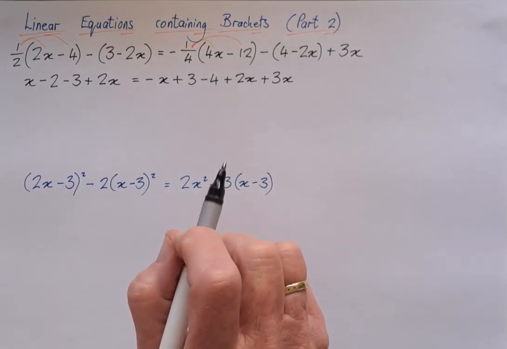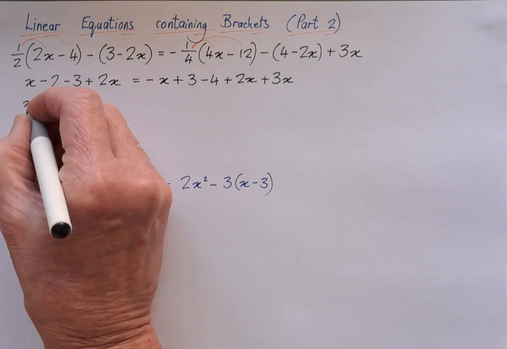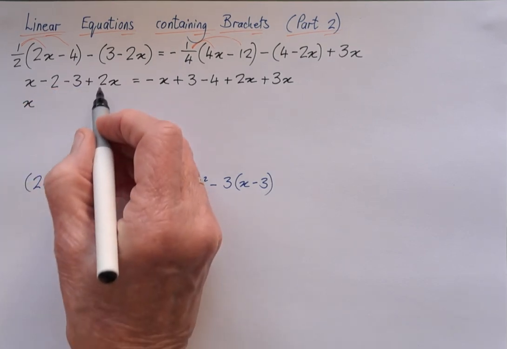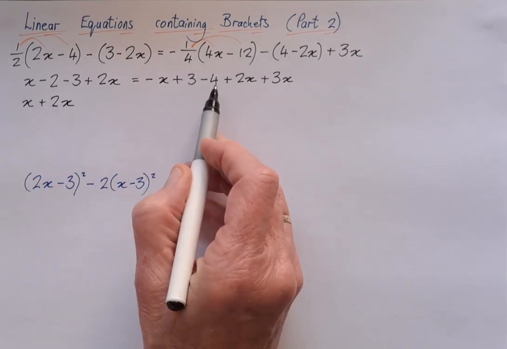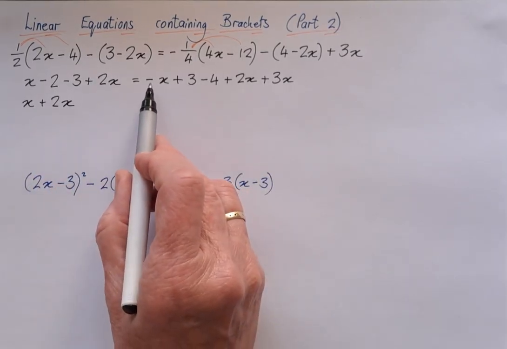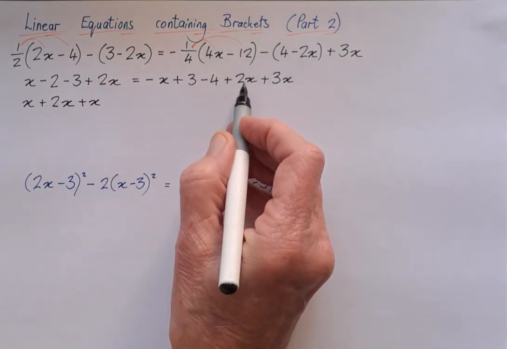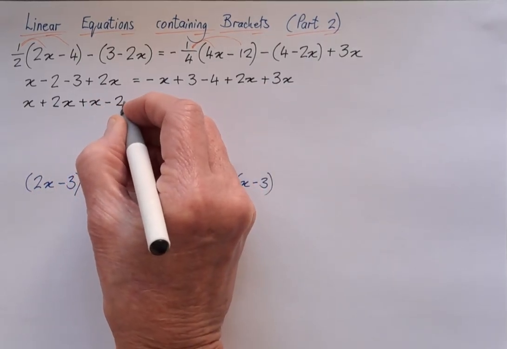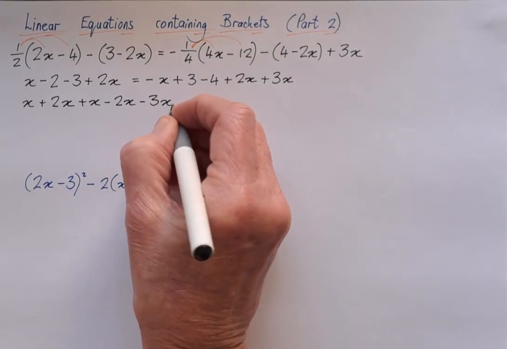So now I'm simply going to gather my terms. Everything that has an x in it that's already on the left-hand side, I'm just going to write down as it is. And remember now, if I'm bringing any x terms across, they're going to change their sign. So negative becomes positive, positive becomes negative, and positive becomes negative.